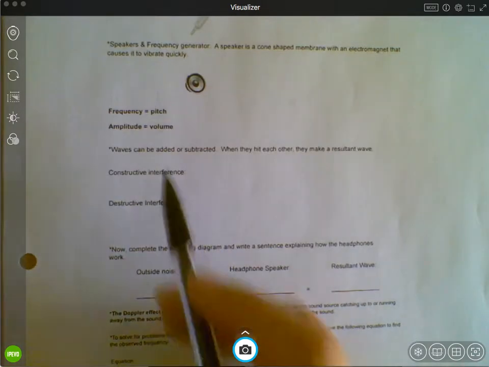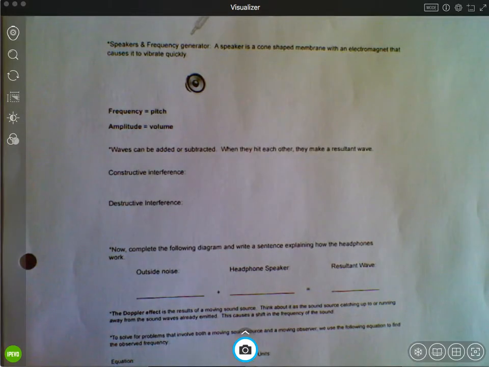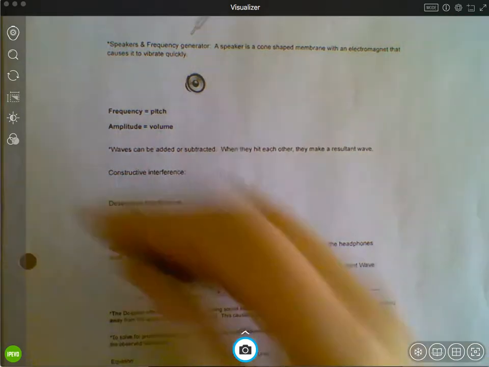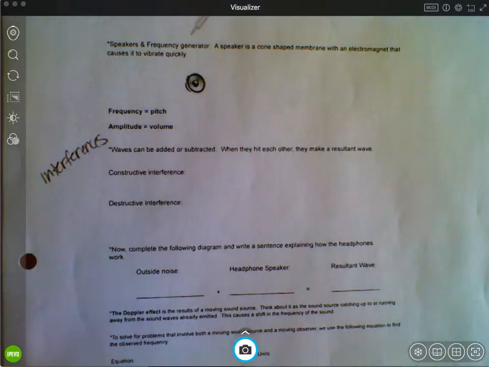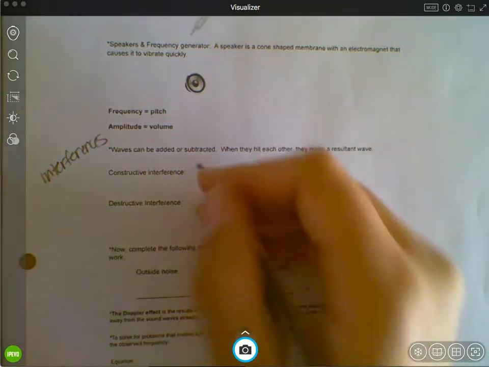All right. Waves can be added or subtracted. When they hit each other, they make a resultant wave. So we have this stuff called interference, meaning what happens when two waves come in contact with each other. Okay, and so we have constructive interference and we have destructive interference.